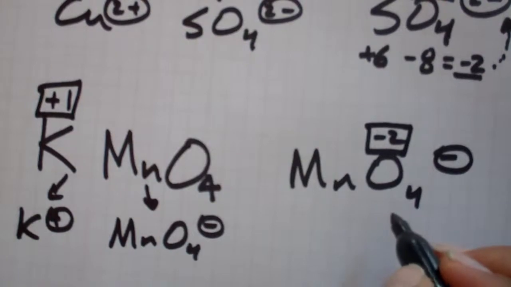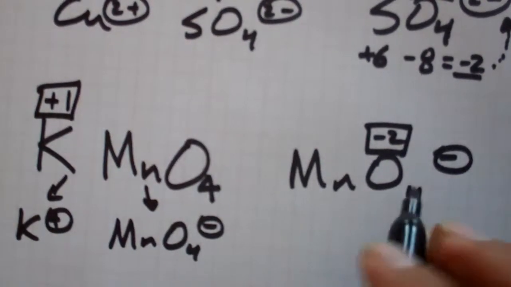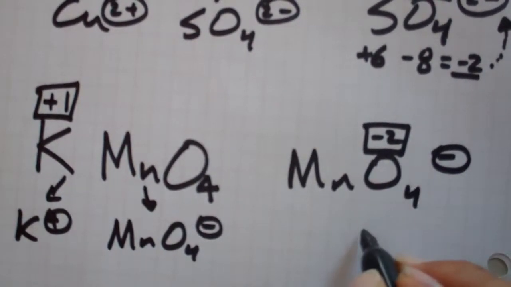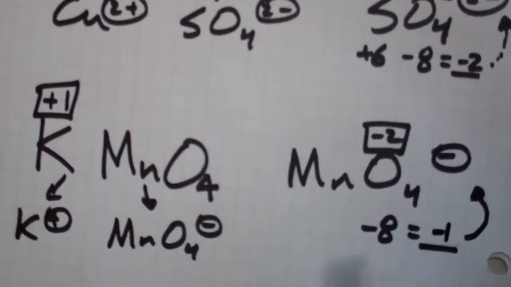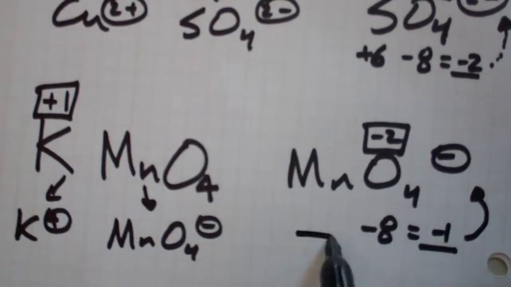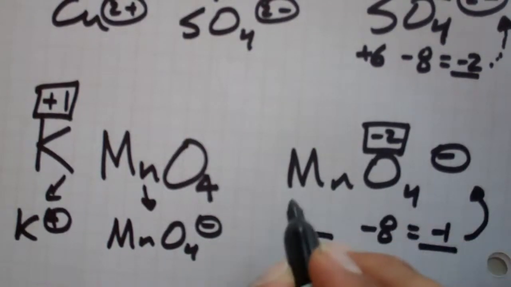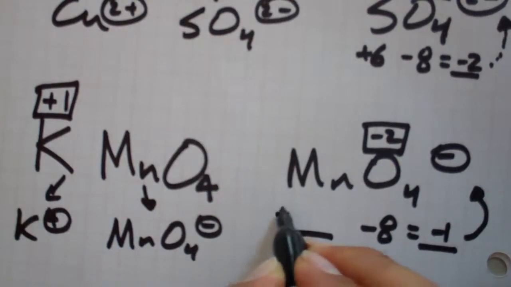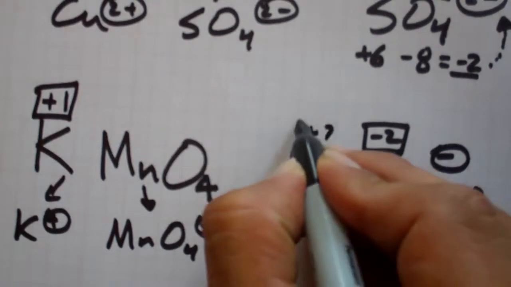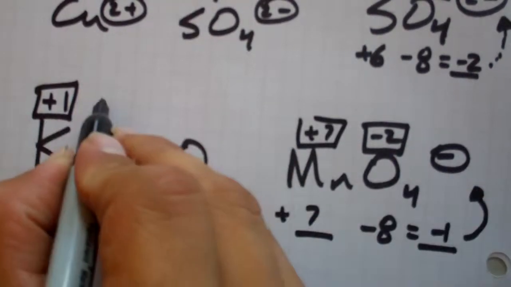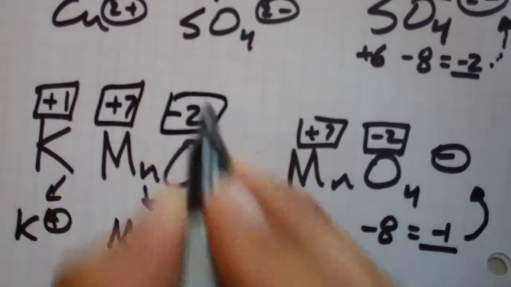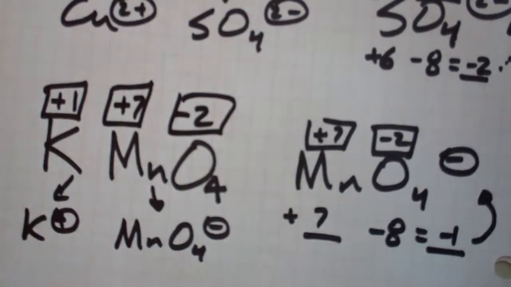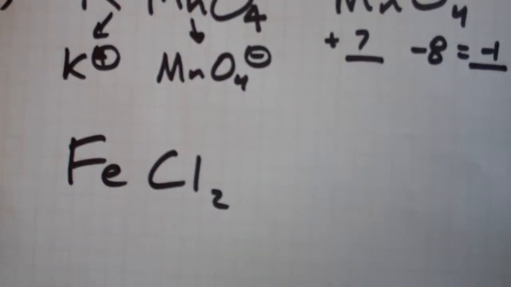MnO4 minus. The oxidation number for oxygen is -2. Always start with the ones you know and then figure out the rest. 4 times -2 is -8. The total has to be the charge, which is -1. And so what number does manganese have to be, kids? That's right, +7, just like Dora the Explorer. So this is +7, and this is -2.